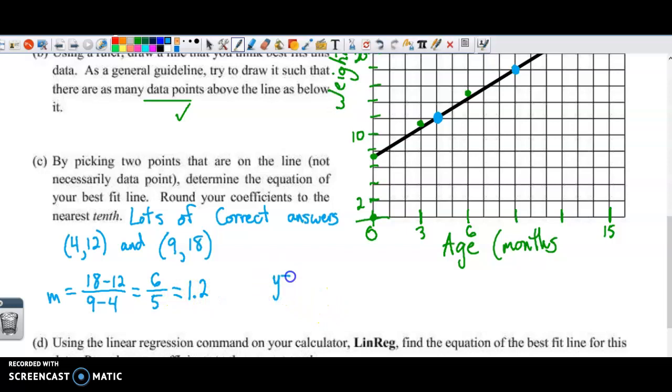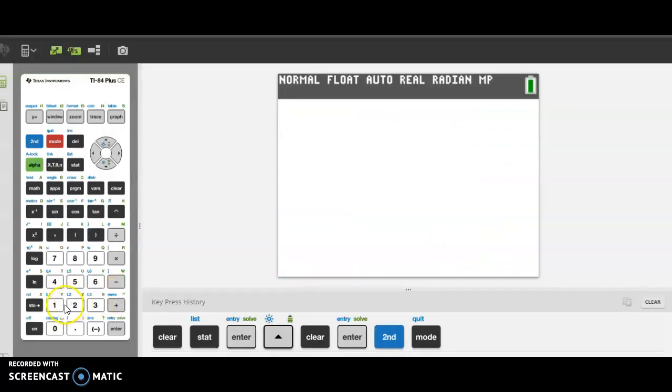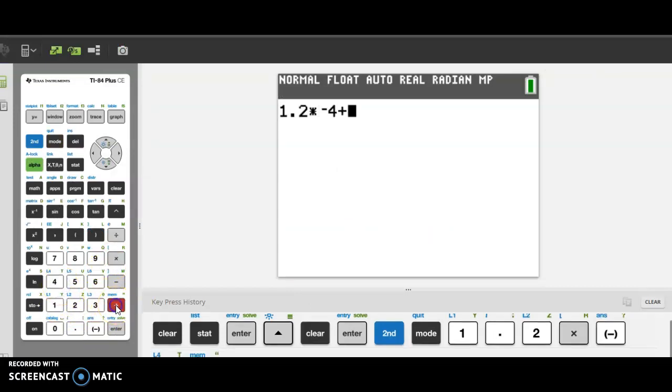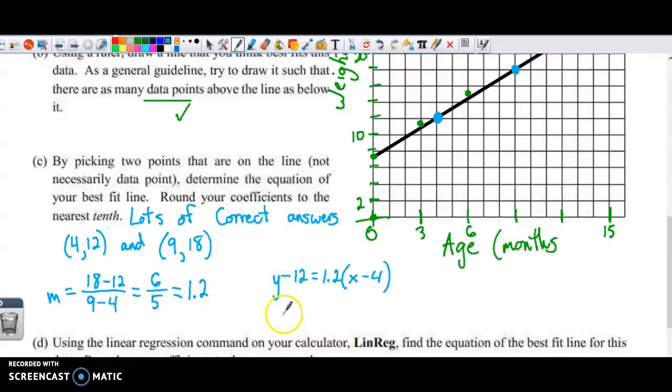So then your slope, in point slope form, whether you use the first point, which I typically use, or the second point: y minus the y coordinate equals the slope times x minus the x coordinate. And then as I distribute 1.2 into the problem, so 1.2 times the negative 4, but I also have to add the 12 to the right side, and the y-intercept would be about 7.2 in my problem.